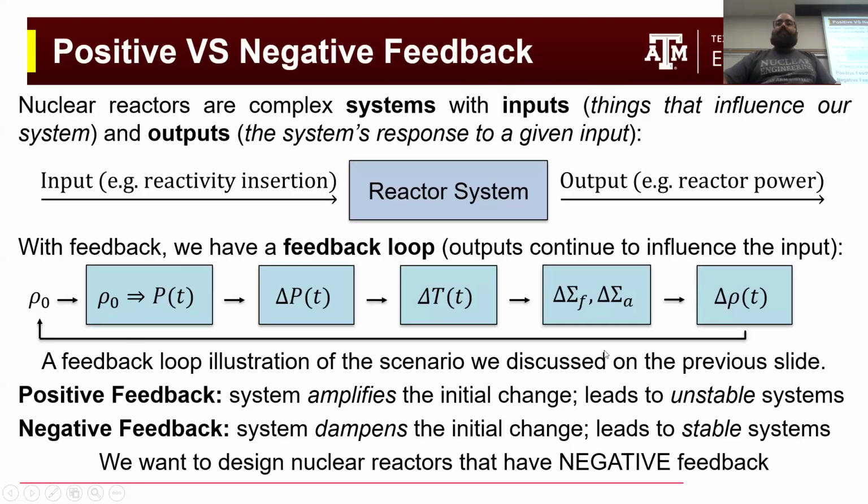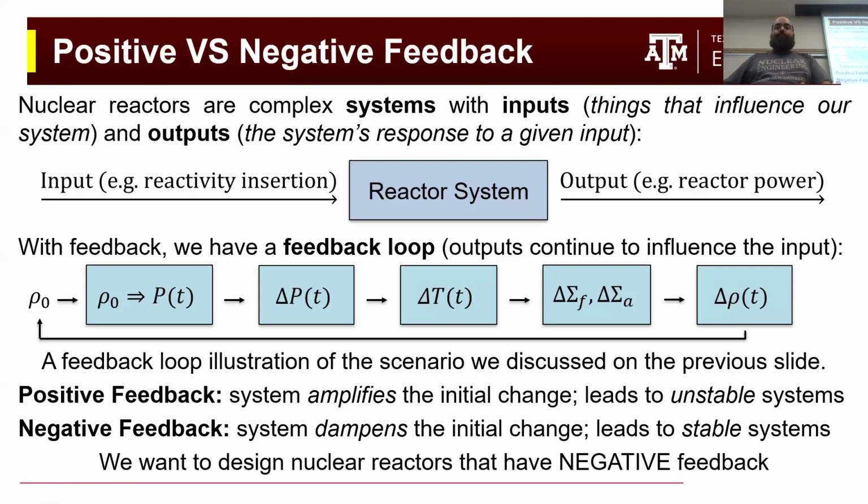And so that's a process of a feedback loop by which changes in my system end up affecting that initial quantity that was affecting the system in the first place. So that's the feedback loop illustration of the scenario on the previous slide. And in general, if you have positive feedback, then the system gets amplified by that initial change, and that makes your system unstable. And with negative feedback, you have dampers that end up reducing that initial change, which makes your system more stable.